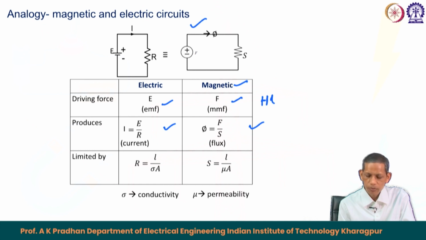I equals E upon R, and phi equals MMF F upon S. So, the corresponding current is limited by R equals L upon sigma A, where sigma is the conductivity, or rho L by A with rho the resistivity. Similarly, S, the reluctance, is L upon mu A, we have already derived. Where mu is the permeability of the core material, that equals mu naught into mu r, and mu r for steel happens to be 1000 and above in general, as we have already seen in the last lesson.